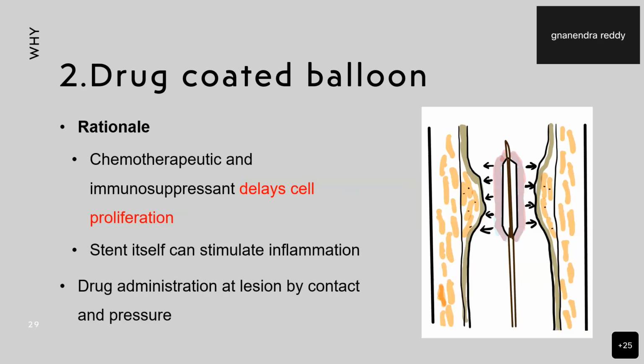The second is drug-coated balloon usage. The rationale behind it is that the stent itself can stimulate inflammation. So, searching for ways to avoid stent deployment in these stenosis cases, they came across the usage of drug-coated balloons, wherein a chemotherapeutic or immunosuppressant drug is administered at the preferred lesion by contact and pressure, so that there is a delay in cell proliferation.